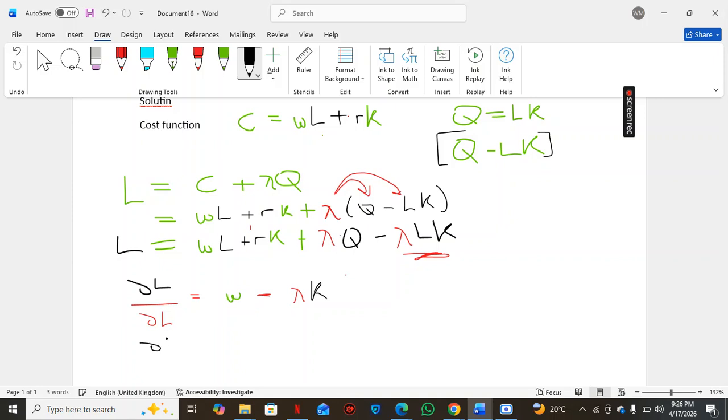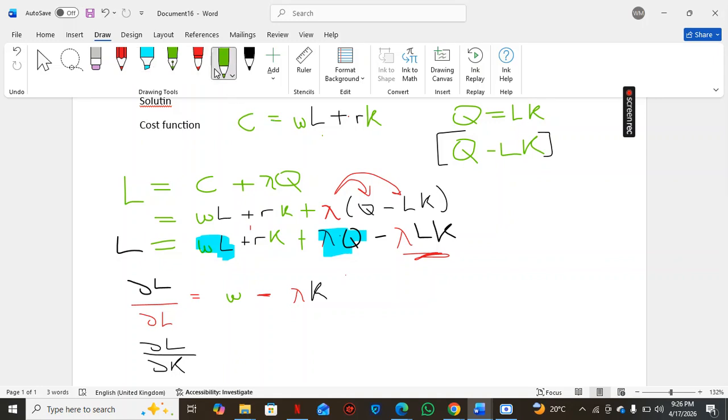Next, we're going to derive our function now with respect to K. Whatever doesn't have a K disappears. So here, this WL won't be included. This lambda Q, we are not going to include it. We're only deriving this RK and this lambda LK.